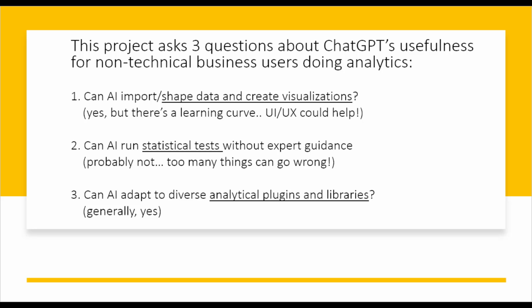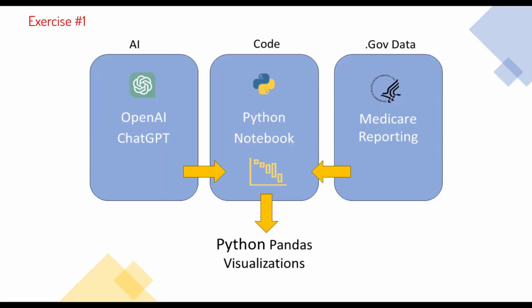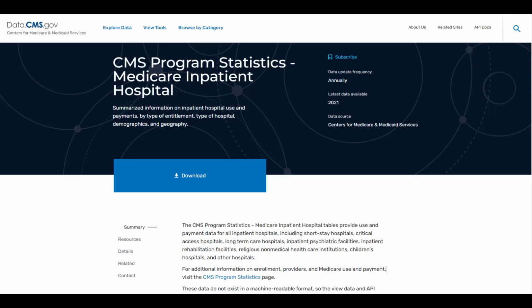Greetings. This demo explores the premise that knowledge workers who don't have heavy technical skills can still benefit from ChatGPT's coding and number crunching abilities. For the first exercise, we'll import some hospital performance data into a Jupyter notebook and let ChatGPT write Python code against it. Here's the source of the government data.